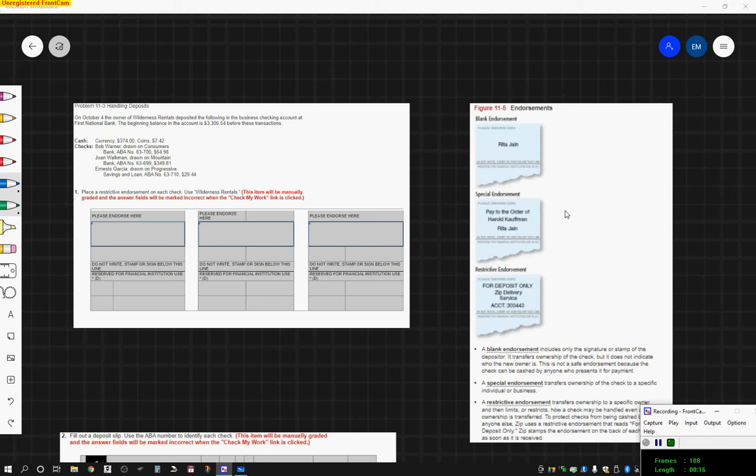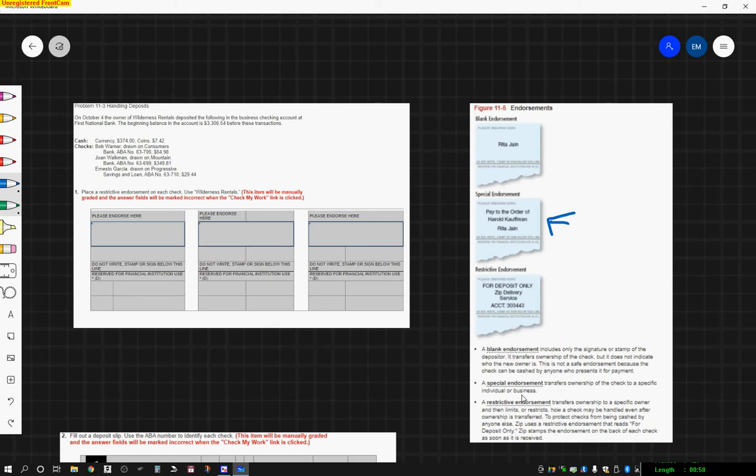I've also posted a copy of, I think it's page 284 in your textbooks, where it actually gives you examples of what checks look like when they're endorsed and what the different ones mean. So a blank endorsement includes only a signature or a stamp of the depositor. It transfers ownership of the check, but it does not indicate who the new owner is. It is not a safe endorsement because the check can be cashed by anyone who presents it for payment. A special endorsement transfers the ownership of the check to a specific individual or business. That would be this one right here, right?